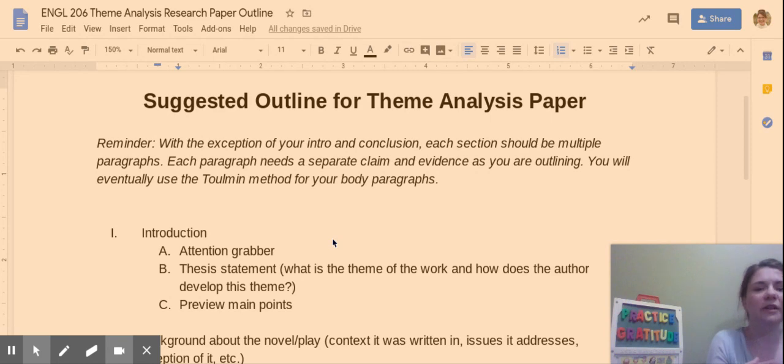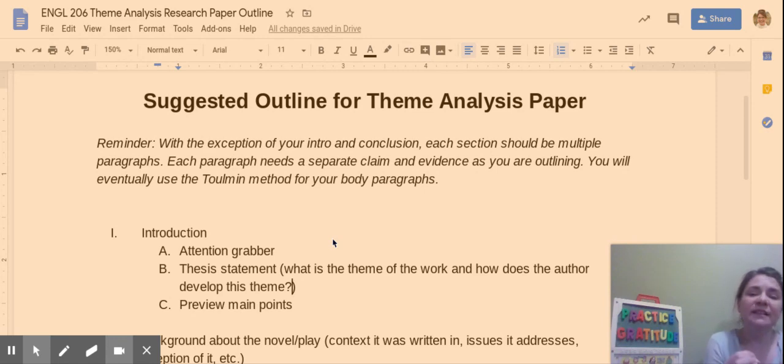Okay, in your introduction, you're going to have some sort of attention grabber. You're going to have a thesis statement. Your thesis statement needs to answer the prompt. So what is the theme of the work? Make sure it's not just a topic, but a theme. And just to remind you of the differences, the theme is what the author is trying to say about the topic that you're looking at. So kind of the argument that the author is making in their book about that topic.